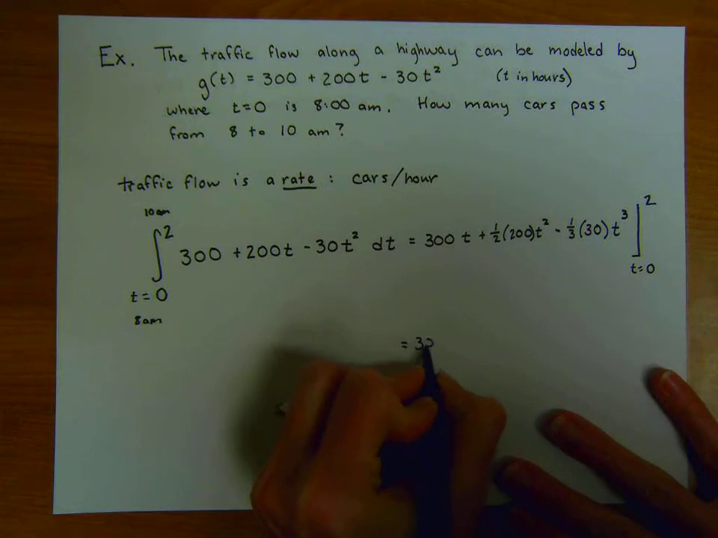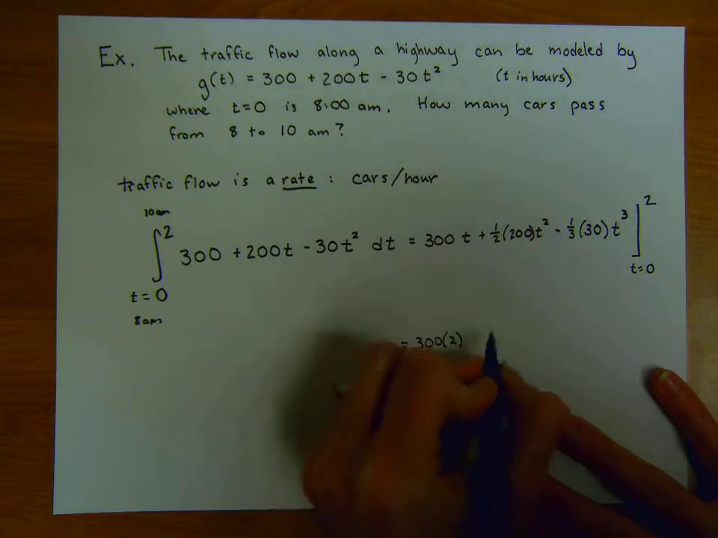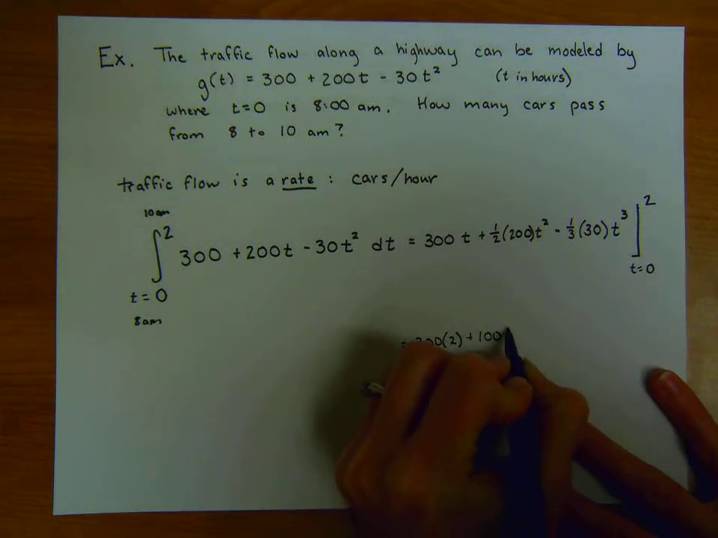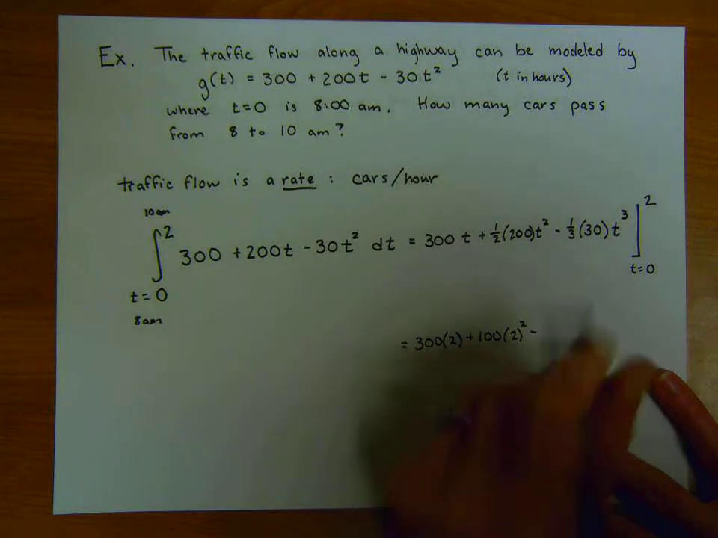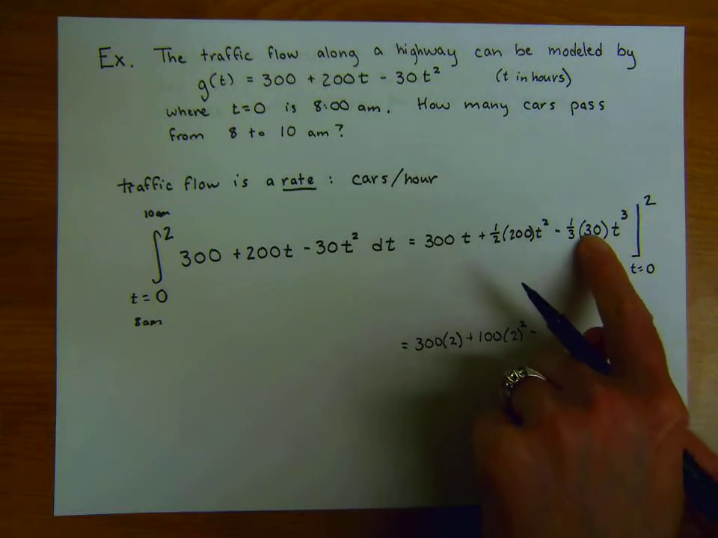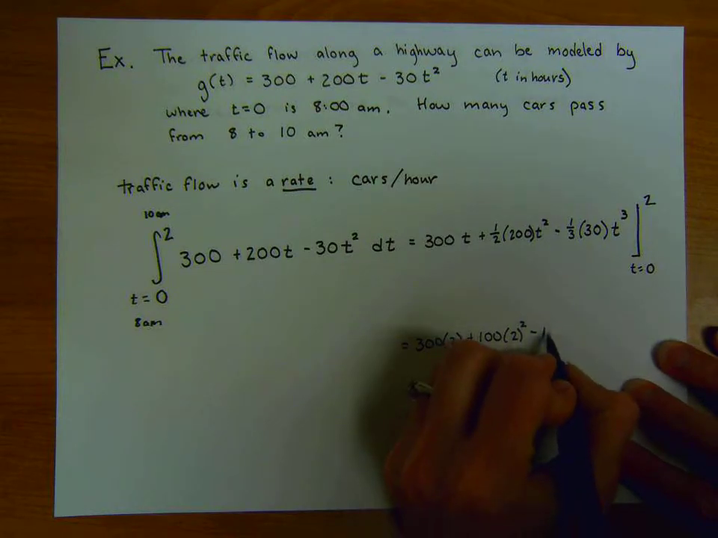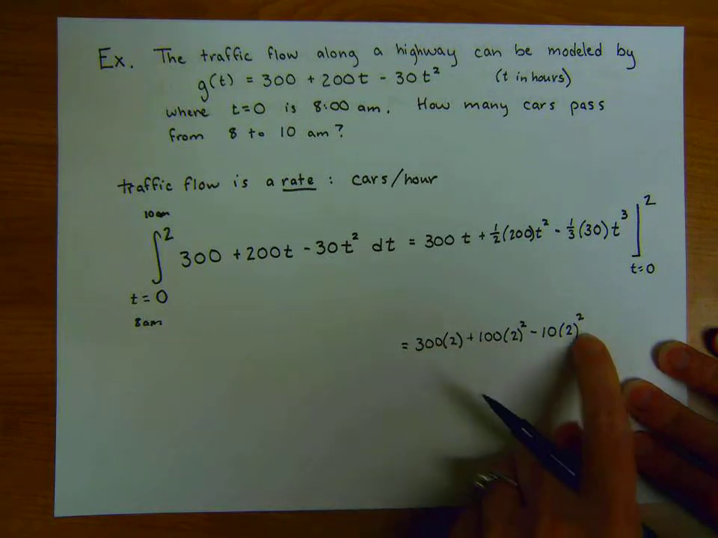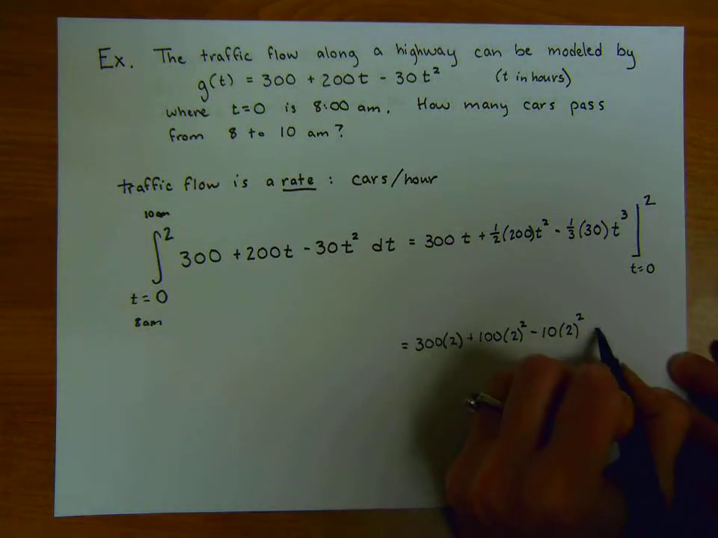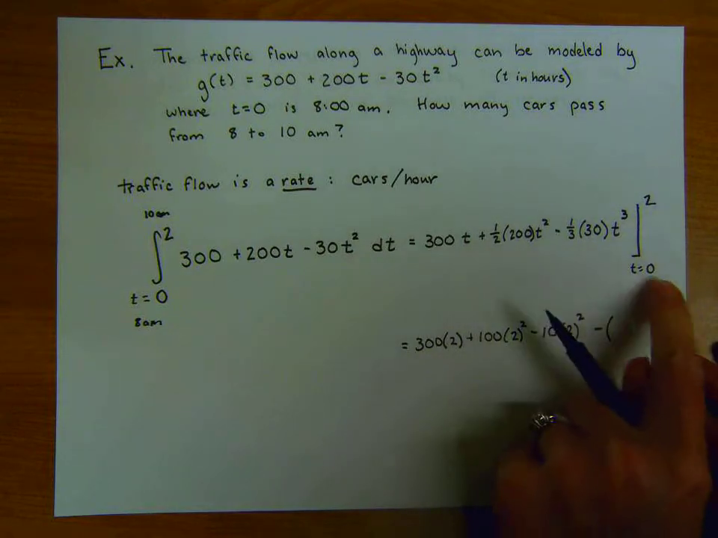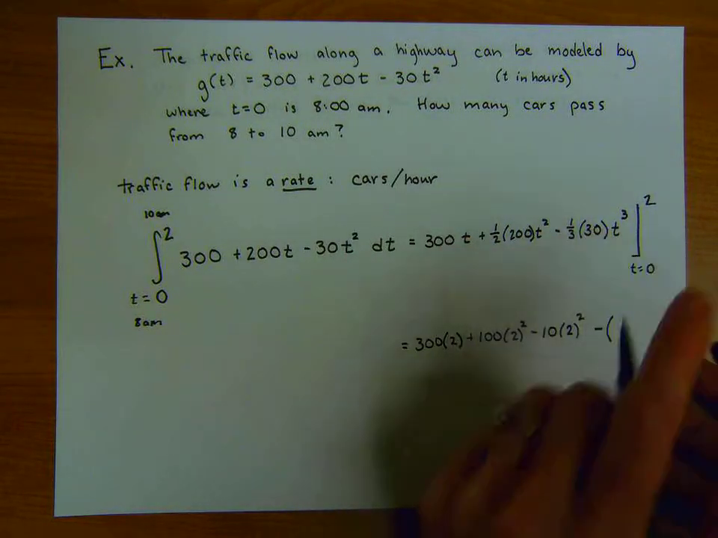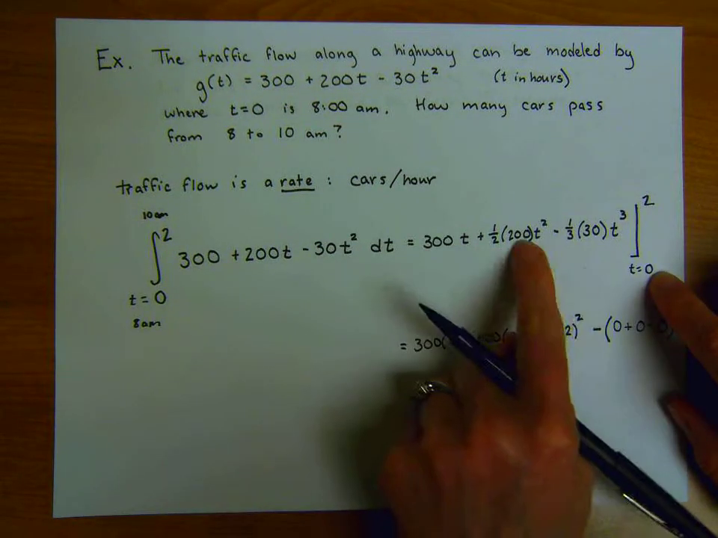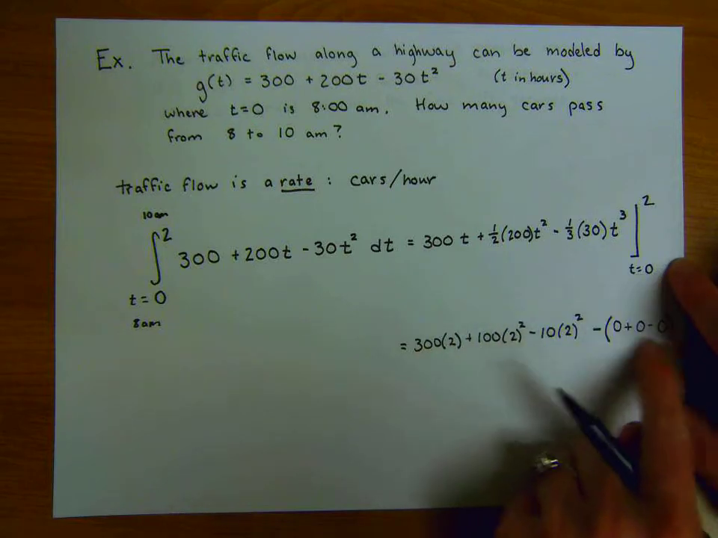This becomes 300 times 2 plus 1/2 of 200 is 100 times 2 squared minus 1/3 of 30 becomes just 10 times 2 cubed. This is evaluating along the top bound, and then I need to subtract out evaluating at 0. But notice there's a 0 in each one of these terms. I'm not even bothering to plug the 0 into each of these. I see that they all zero out because they're all multiplied by t, which is 0.